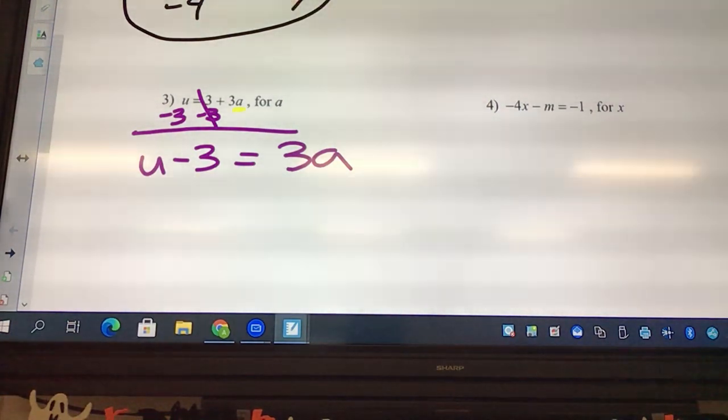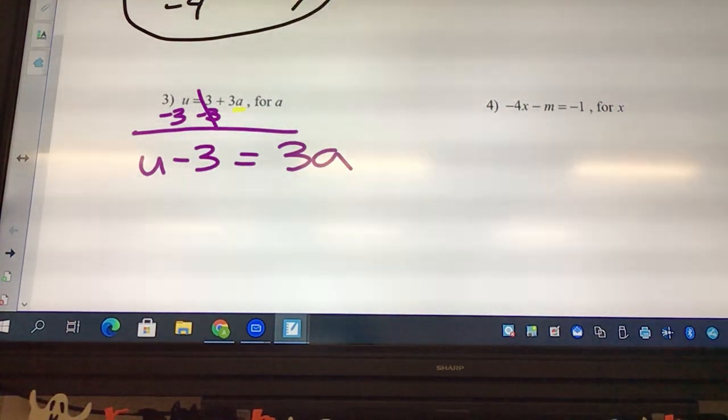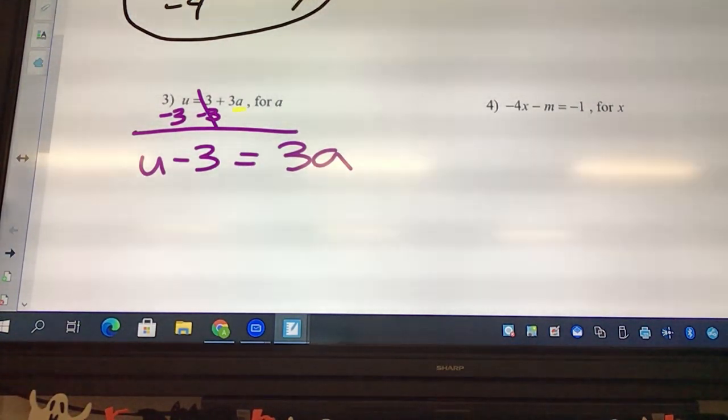And then still we're trying to get the a by itself. So what do we need to do next? Divide by 3 on both sides.